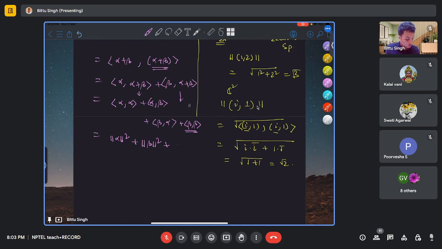Now you can see the terms alpha comma beta and beta comma alpha. We know that beta comma alpha is nothing but the conjugate of alpha comma beta, by conjugate symmetry of the inner product. This is a complex number and that is its conjugation. And you know the fact that z plus z bar is 2 times the real part of z. So the sum of those two things will be 2 times the real part of alpha comma beta. So this is an interesting property.